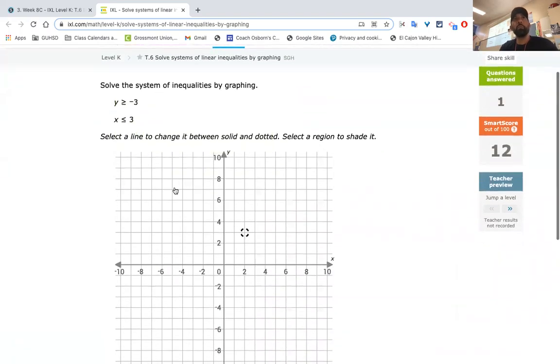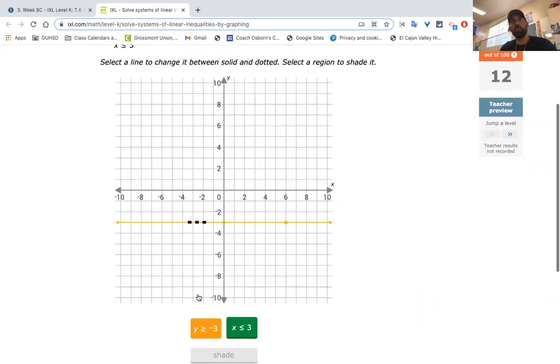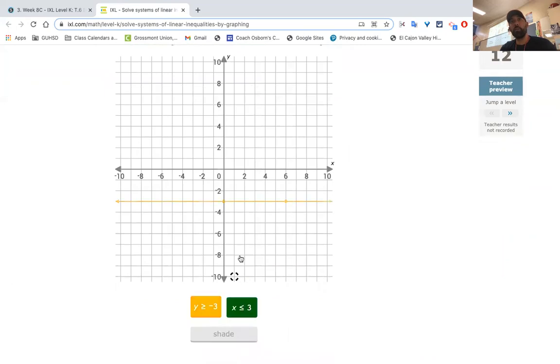Okay, so this one's pretty similar. So we're gonna go y is greater than -3. So remember, that's straight across this way. And then we're gonna go in solid line because it's equal to. They're both equal to, so they're both solid lines. Now we do the x.